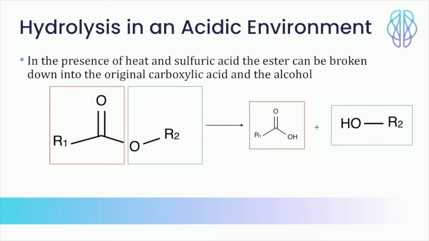If it's in an acidic environment, these two products that we make are the original alcohol and the original carboxylic acid. So water is also consumed when we're doing this procedure. Water is one of the initial reactants, and we usually need concentrated sulfuric acid as a dehydrating agent, and a lot of heat to do so. So that's a hydrolysis of an ester in an acidic environment. It forms the original carboxylic acid and the original alcohol that the ester is made up of. So essentially the reverse of esterification.